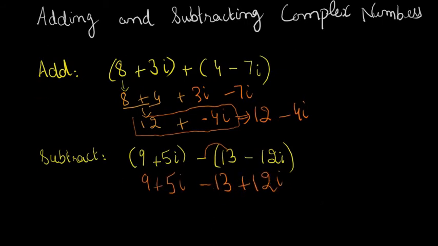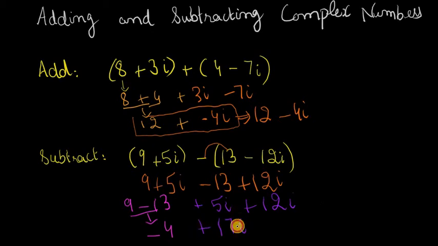And now I just need to add the real parts to the real parts and the imaginary ones to the imaginary parts. So I have a 9 and a 13. So 9 minus 13 is going to be a negative 4. And then in purple, I have a 5i and I have plus 12i. So I have 5 of something and I need to add it to 12 of something. So that's going to be 17 of something, or 17i in this case. So there's your answer for that one.